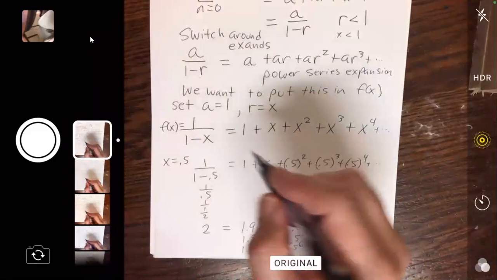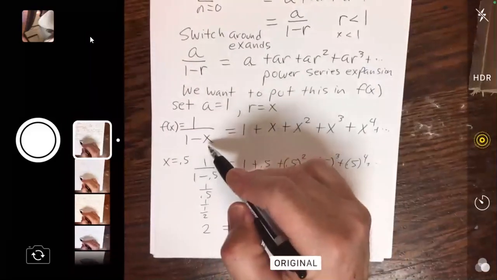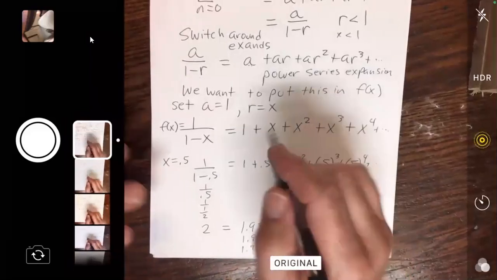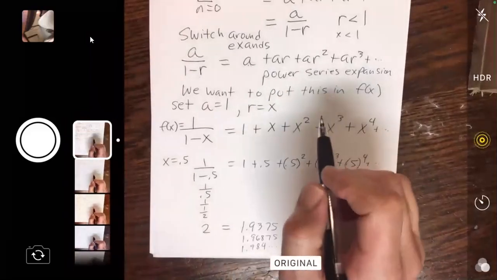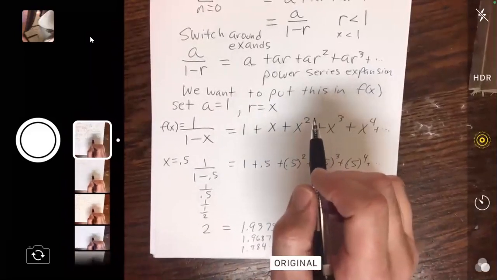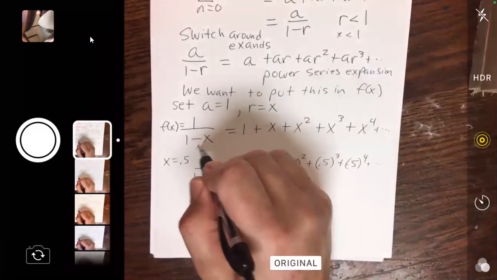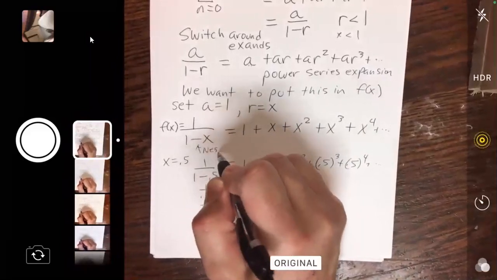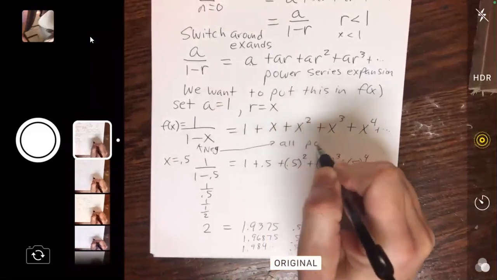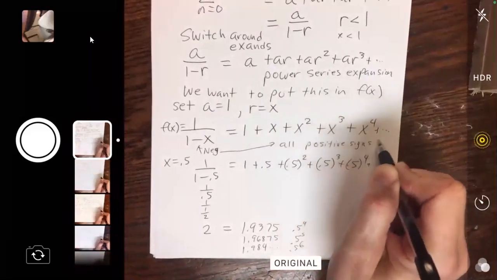This, by the way, is called the power series expansion of 1 over 1 minus x. It's our first basic formula. All of the homework in this section is going to work off this formula and the next formula I'm about to show you. The thing to notice about this formula, negative here means all positive signs here.